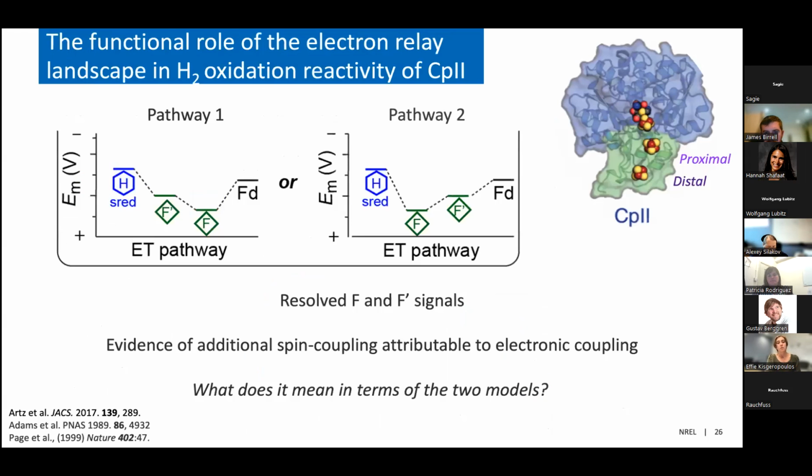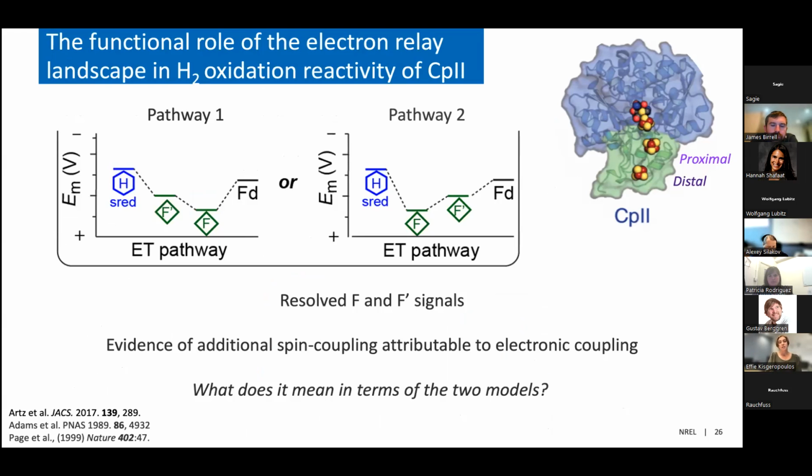And going back to our pathway that I showed in the beginning, I want to bring this together. So we've resolved the signals from the two different F clusters and have evidence of this additional spin coupling now. We've been able to distinguish the F cluster signals from these unassigned ones that are attributable to spin coupling from electronic coupling between the two clusters. What does that mean in terms of these models?